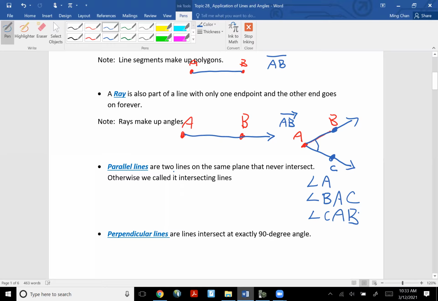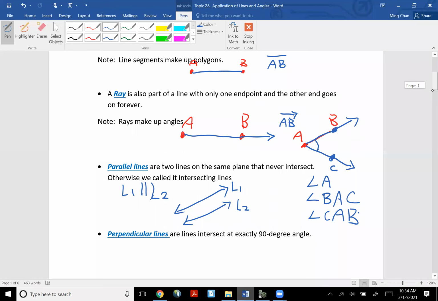Parallel lines are two lines in the same plane that never intersect. Most of us remember that parallel lines never intersect. Otherwise, we call them intersecting lines. So let me write it like this: line one is parallel, and there's a notation for parallel, to line two. That means if I have two lines, line one and line two, and I say they are parallel, they will never intersect on the same plane. Think of the word plane like a surface, like a piece of paper. That piece of paper is a plane.